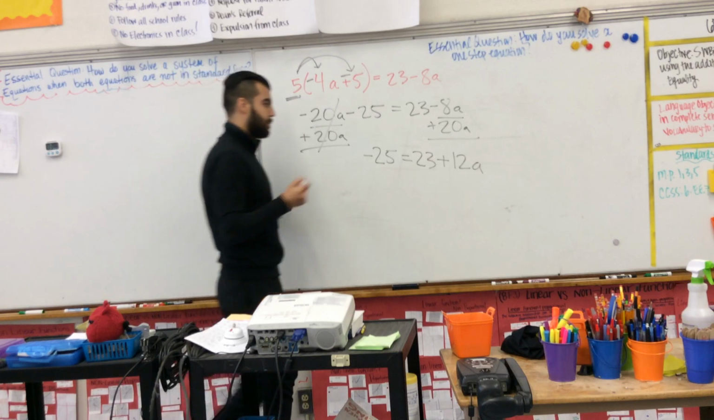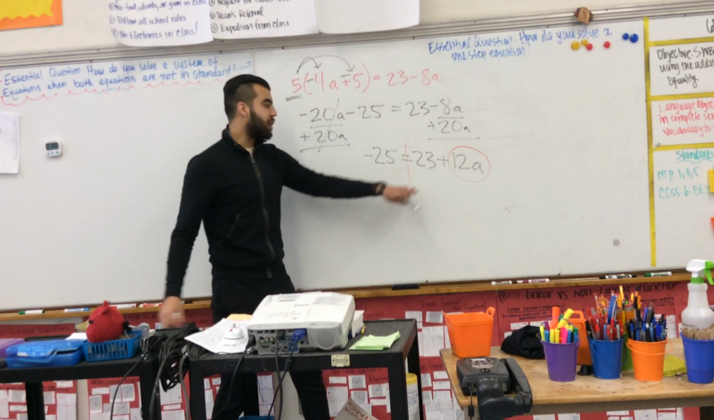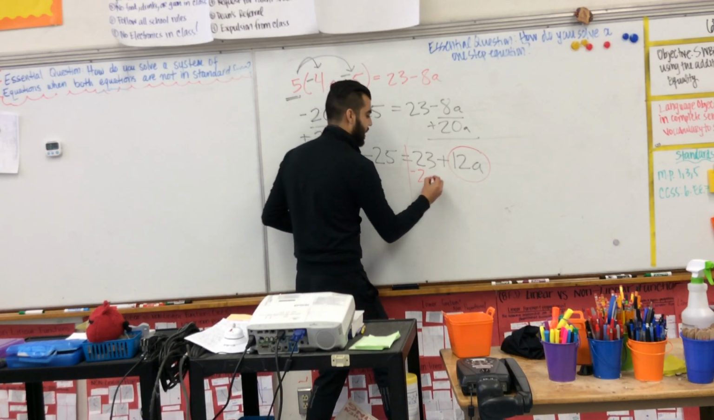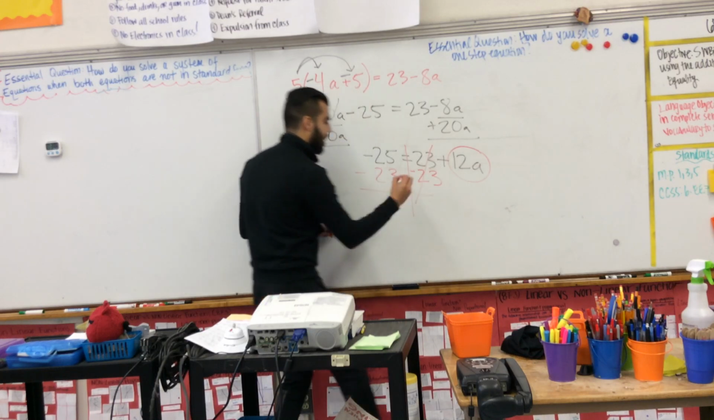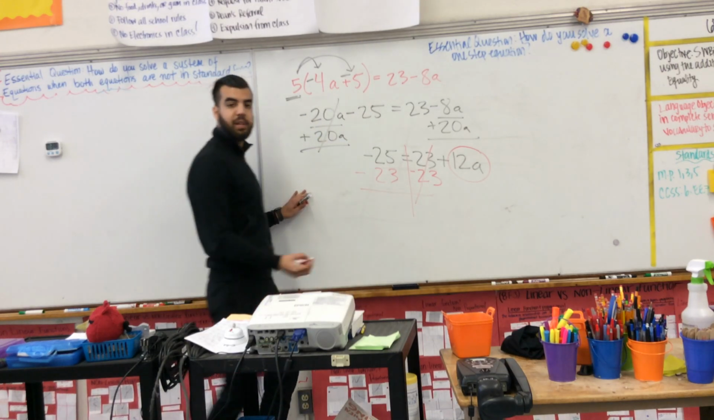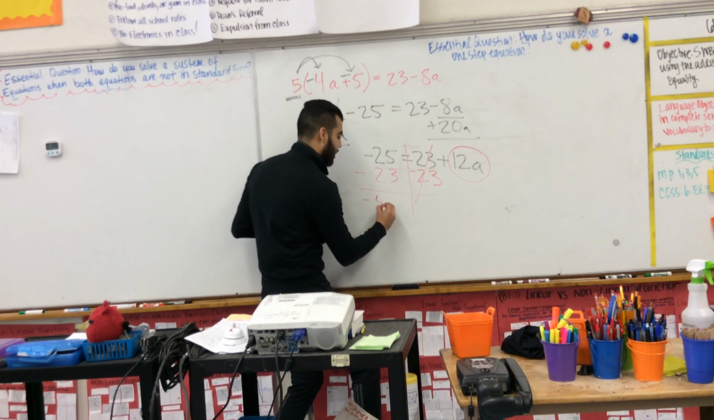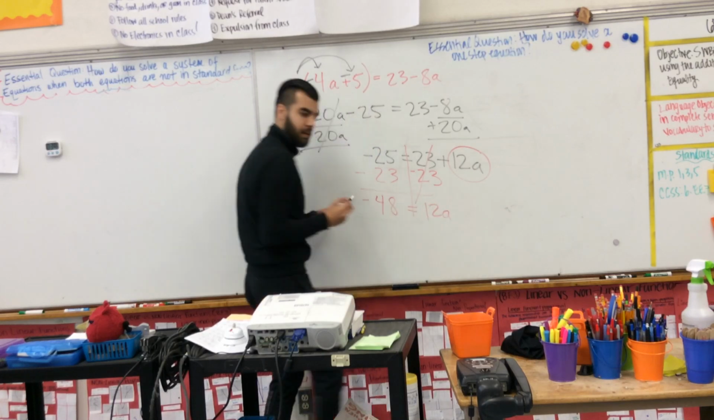Now, at this point, again, draw the barrier, circle the variable. We need to move this 23 to the opposite side. So minus 23, minus 23. This is gone. Negative 25 minus 23, same sign, add, and keep the sign of the bigger number. So negative 48 equals 12a.